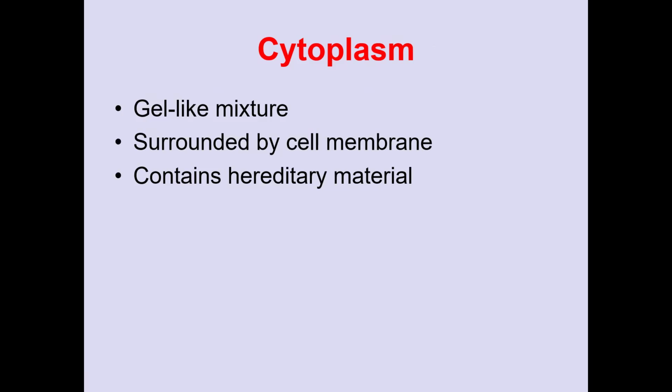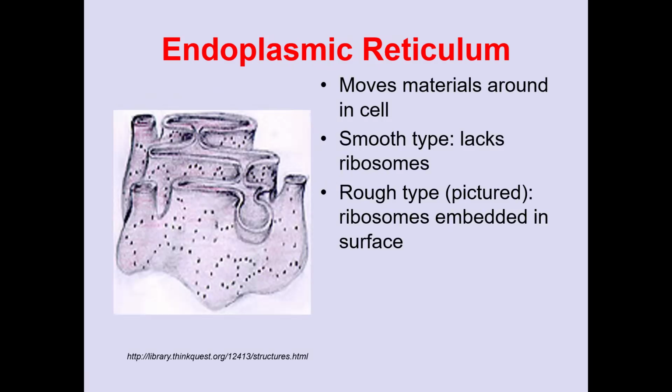We also have the cytoplasm, which is the cell environment after the cell covering, which is the cell membrane or the plasma membrane or the cell wall. You have that cellular environment where all the organelles are situated. It is a gel-like mixture that is surrounded by the cell membrane, and it also contains hereditary material. And all the organelles are situated inside.